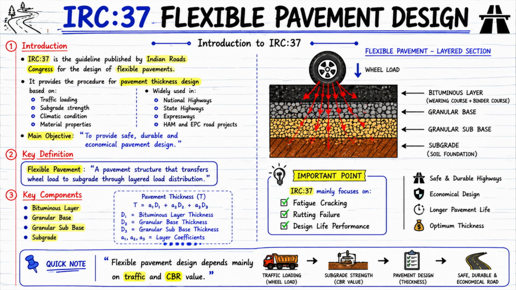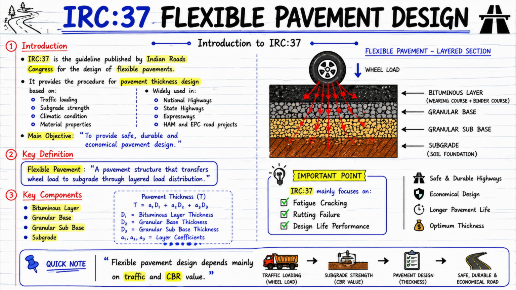Now look at the important point box. IRC 37 mainly focuses on fatigue cracking, rutting failure, design life performance. And these are the actual highway failures that are most visible in the field. Now see the quick note below. Flexible pavement design depends mainly on traffic and CBR value.